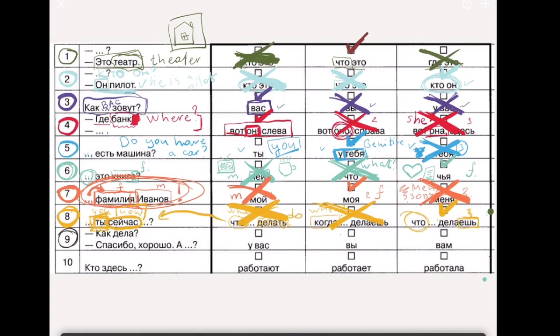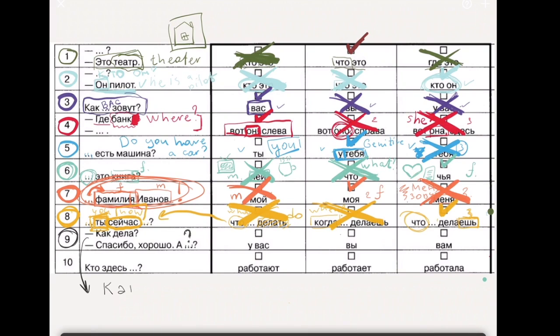Number 9, we have как дела? How are you? And the response, a very polite response is спасибо, хорошо. So obviously it's how are you? I'm okay, thanks. And what about you? So what should we put here? And this one is the most confusing for my students.